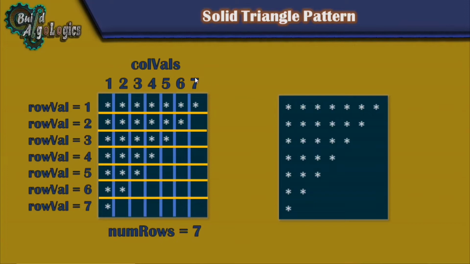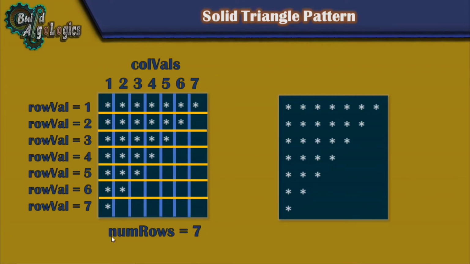For example, when row is 1, this inner loop will run 7 times and print these 7 stars. But for row 2, this inner loop will run 6 times, and for row 3, the inner loop will run 5 times, and so on. Means each time the value of column is varying, or we can say that this value is decrementing by 1 for each value of row.